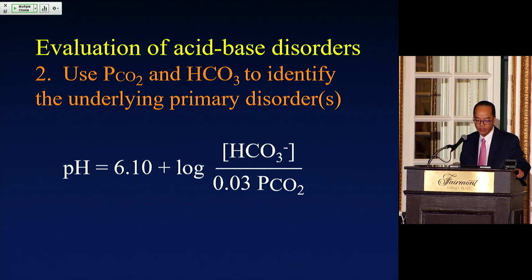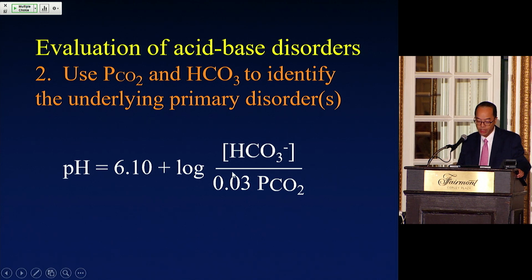The next question is to identify what the -oses are, what the underlying primary disorders are, and for that you need the PCO2 and the bicarbonate, often referred to as the total CO2 in the serum. I show here the Henderson-Hasselbalch equation. You don't actually need the equation for the boards, but I show it because it helps, at least for me, to visualize why the bicarb and the PCO2 do what they do in the various disorders.